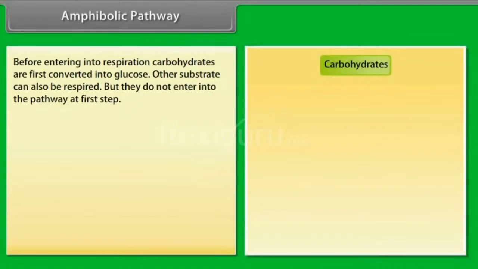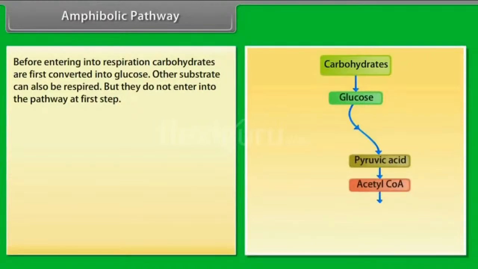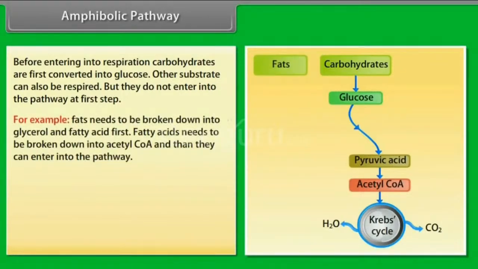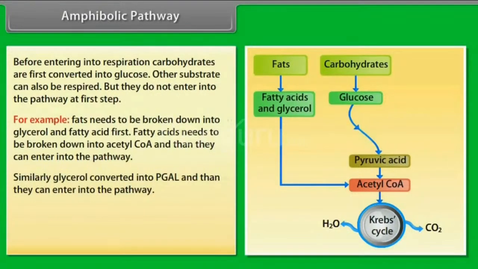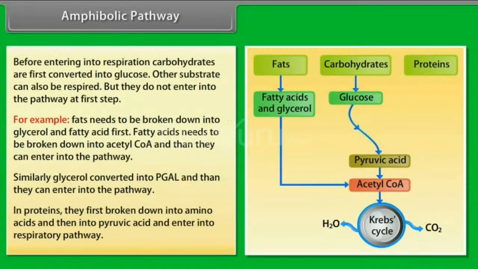Amphibolic pathway. Generally, carbohydrates are used as substrates for respiration. Before entering into respiration, carbohydrates are first converted into glucose. Other substrates can also be respired, but they do not enter the pathway at the first step. For example, fats need to be broken down into glycerol and fatty acids first. Fatty acids need to be broken down into acetyl CoA, and then they can enter the pathway. Similarly, glycerol is converted into PGAL, and then it can enter the pathway. Proteins first break down into amino acids and then into pyruvic acid and enter the respiratory pathway.